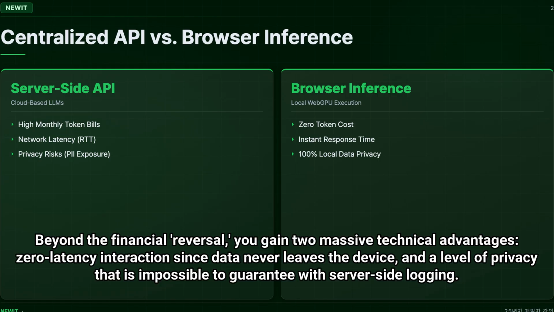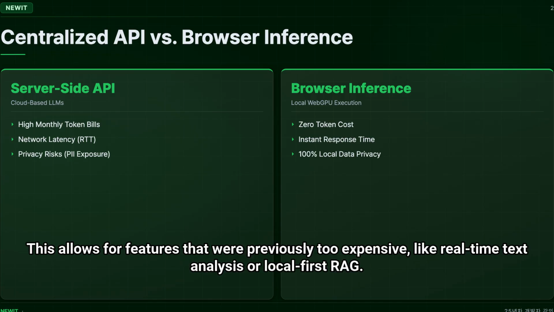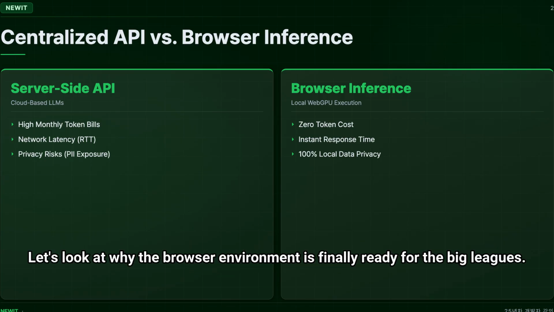Beyond the financial reversal, you gain two massive technical advantages: zero latency interaction since data never leaves the device, and a level of privacy that is impossible to guarantee with server-side logging. We are moving from a centralized pay-per-word model to a distributed bring-your-own-GPU model. This allows for features that were previously too expensive, like real-time text analysis or local-first RAG. But is this just a theoretical pipe dream for 2026? Let's look at why the browser environment is finally ready for the big leagues.